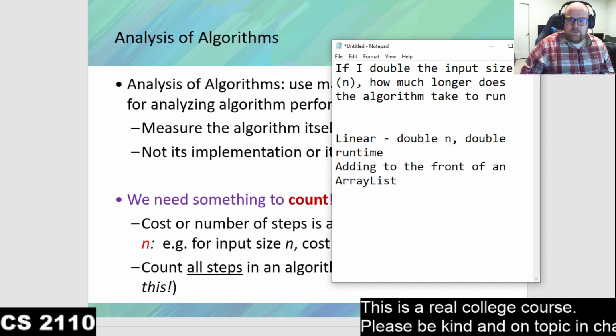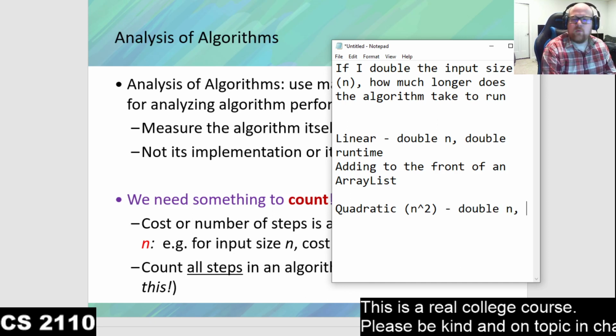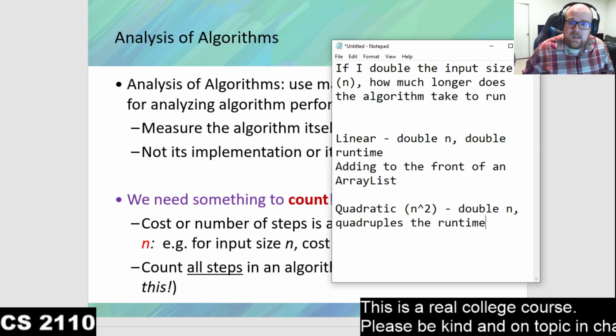However, if the runtime is quadratic, and quadratic means proportional to n squared, this means if I double n, rather than doubling the runtime, it quadruples the runtime. And this is true for any computer. You can talk about multi-threading and things like that, but in absence of multi-threading, if you have a quadratic rate of growth, doubling the input quadruples the runtime.